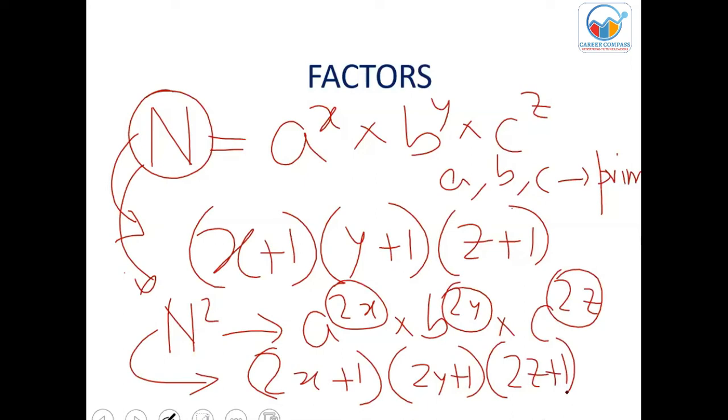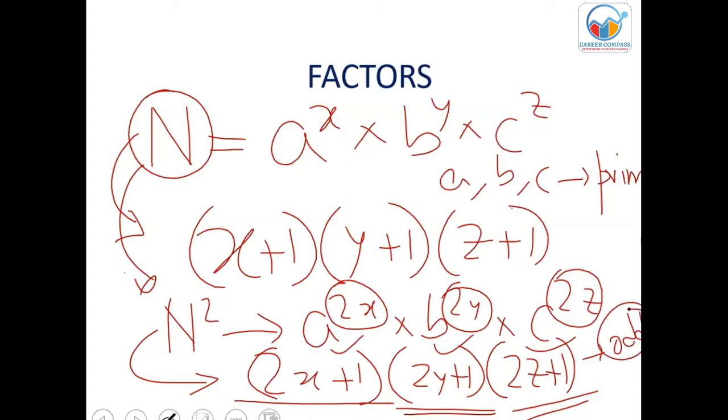Now, what type of number is this 2x plus 1? I don't think you should have any doubt. This is an odd number, right? What about 2y plus 1? Another odd number. And what about 2z plus 1? Another odd number. Now, what is odd into odd into odd? That's an odd number, no?